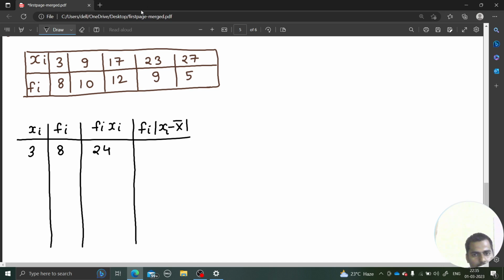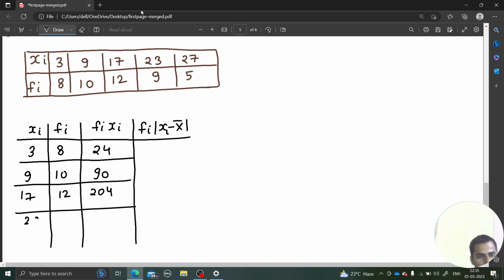Let's calculate the mean. So for the mean, let's first calculate these fi xi values. So 3 times 8, then 9 and 10, so it will be 90. Then 17 and 12. So 17 into 12 is giving us 204.